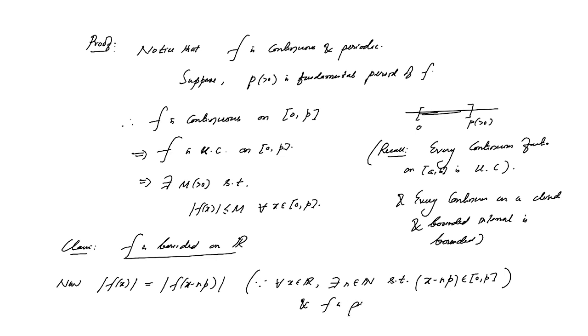And f is periodic with period p greater than 0. So that means here x − np belongs to [0, p]. So we can write this is less than or equal to M by the above condition.